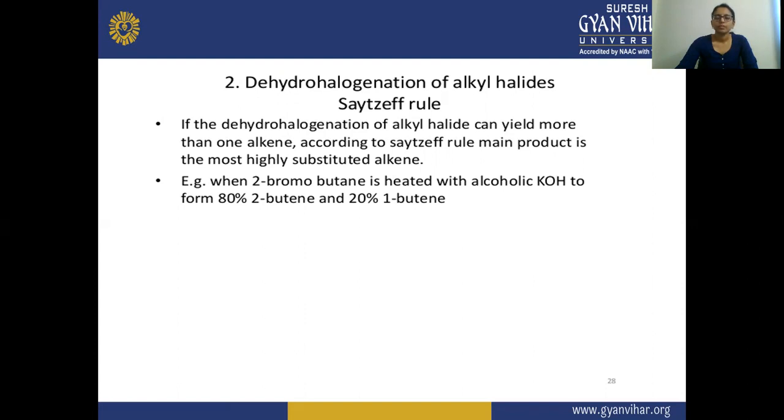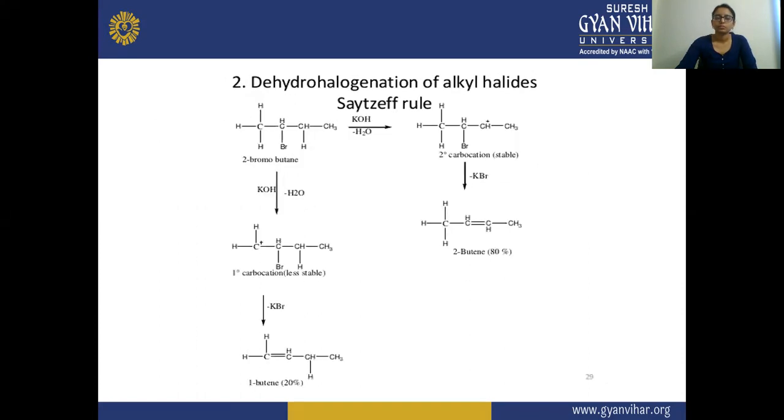For example, when 2-bromobutane is heated with alcoholic KOH, there is a formation of 80% 2-butene and 20% 1-butene. So here, 2-butene is your major product, and 1-butene is your minor product. The major product will be 80% and the minor product will be 20%. So this is a reaction of the Saytzeff rule.